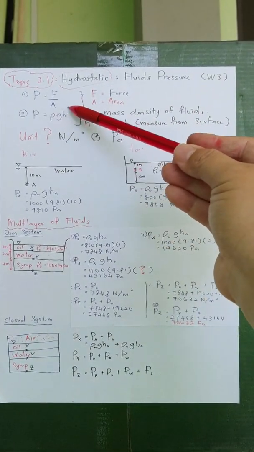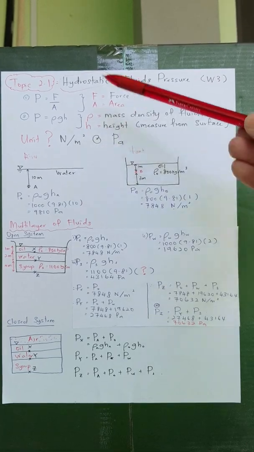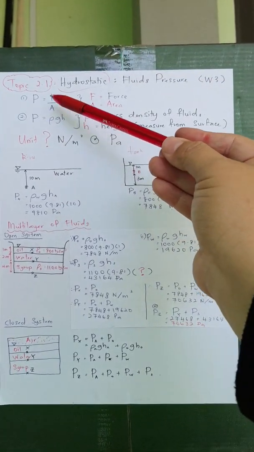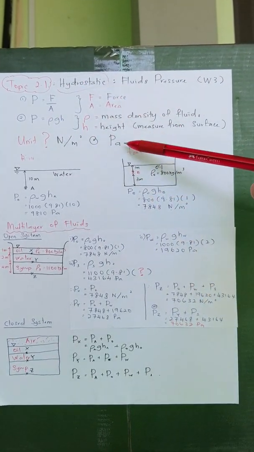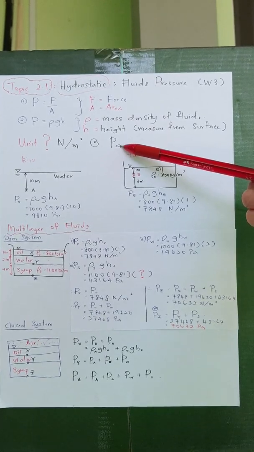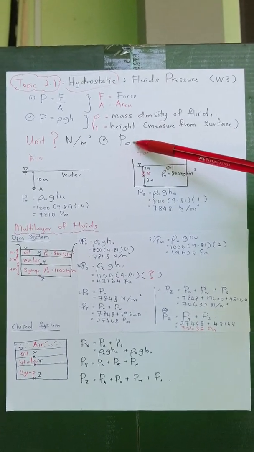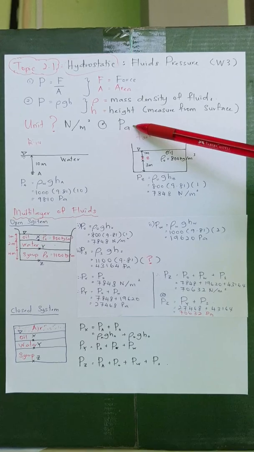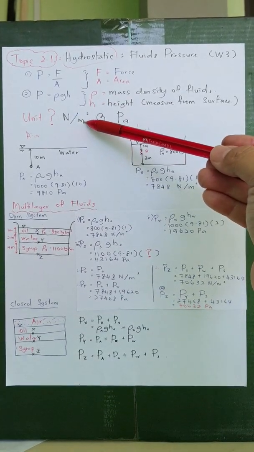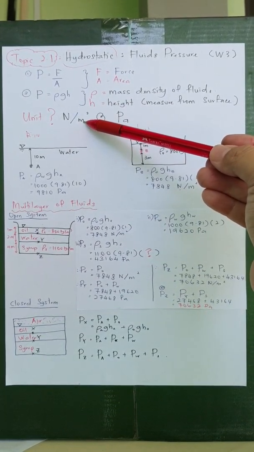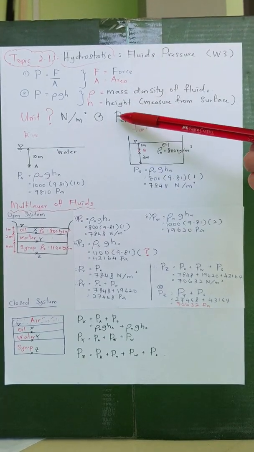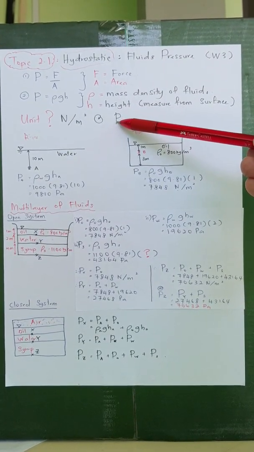So what is the unit for pressure? There are two types of unit. Either you use Newton per meter square or you can use Pascal. Remember, the SI unit for pressure is Newton per meter square, not kilonewton per meter square, and Pascal, not kilopascal.